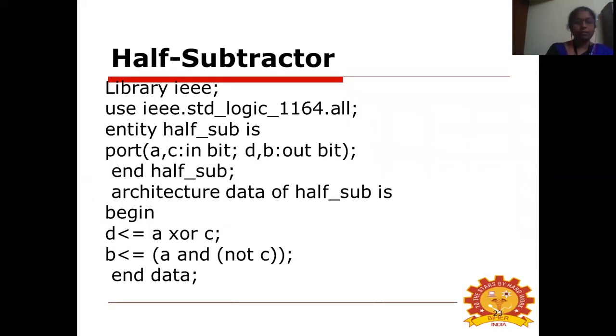Half subtractor. It has 2 input signals of data type bit, and 2 output signals of data type bit. A and C are input signals and D and B are output signals. The concurrent execution is done. A and C is XOR, A and with C bar.